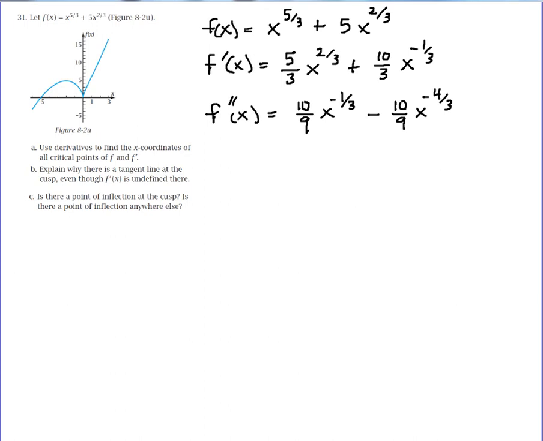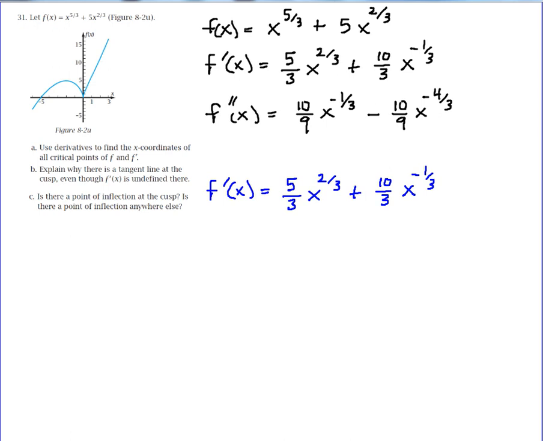Okay, so we're looking at a solution for number 31 from section 8.2. In this case, it's important to note that we can take the function that's given and then use the power rule to find successive derivatives, first and second derivative, and then we're going to do something with that to answer the questions. So the first question they ask us is using derivatives to find the critical points.